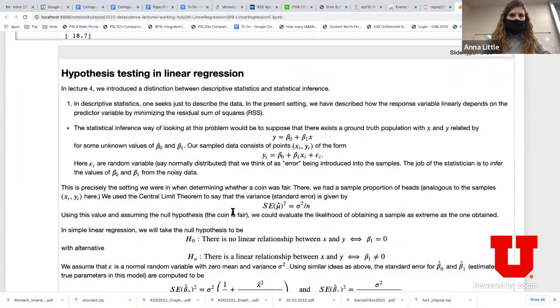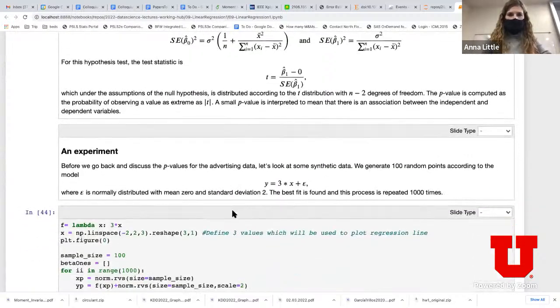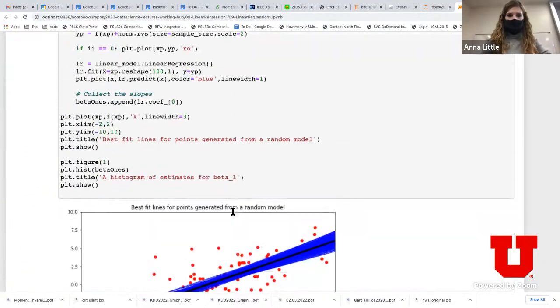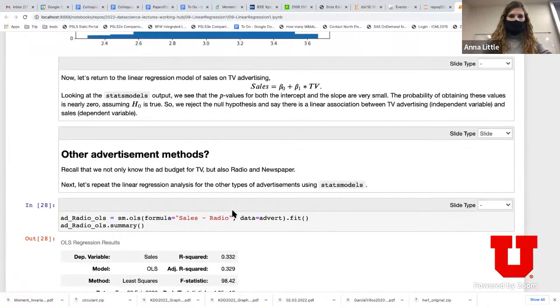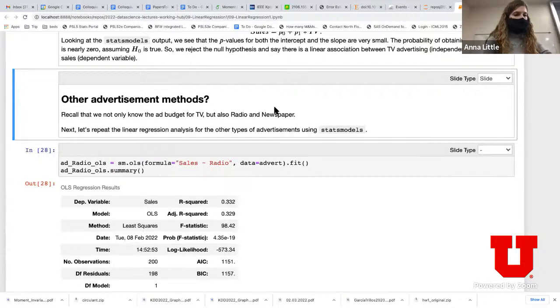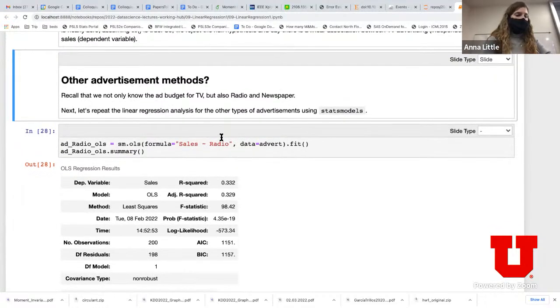Okay, so let's see. Let me do a little time check here. Why don't we go ahead and take our 5-minute break, and then when we come back, we'll take a look at analyzing the other explanatory variables, and then doing a more complicated model where we look at everything together. Okay, so let's come back at, I guess, 4:26.